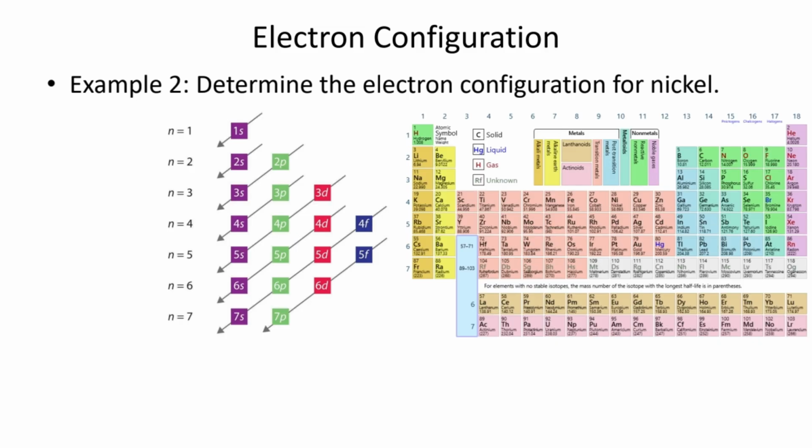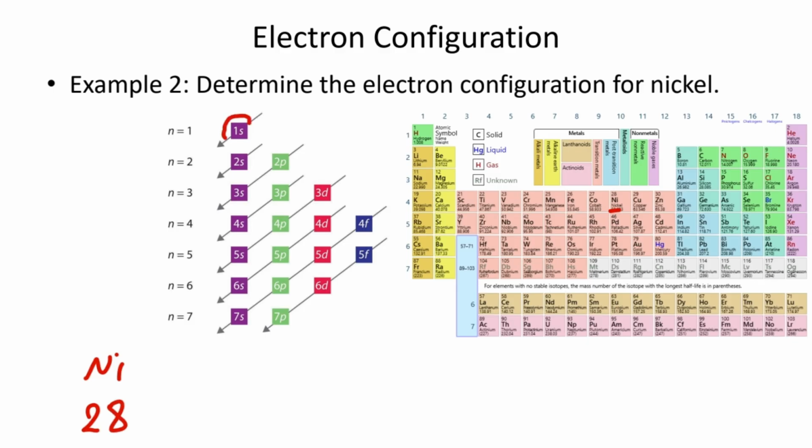Another question here, we need to solve for nickel. We are going to solve using both of the methods that we have studied previously. The first method, we have 28 electrons in the nickel.